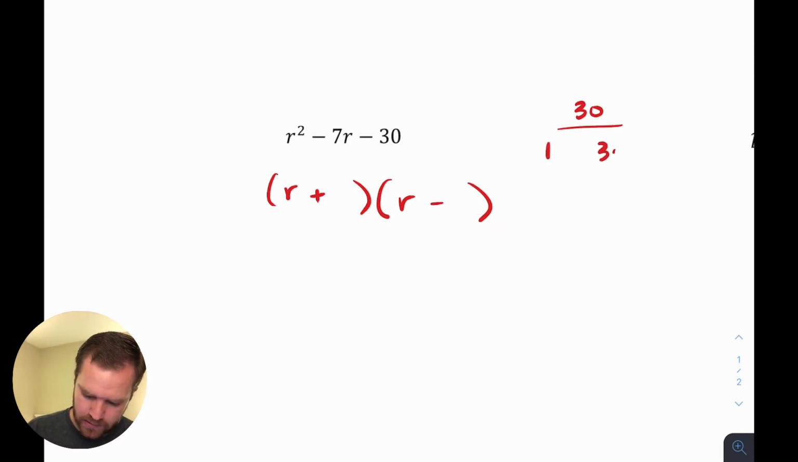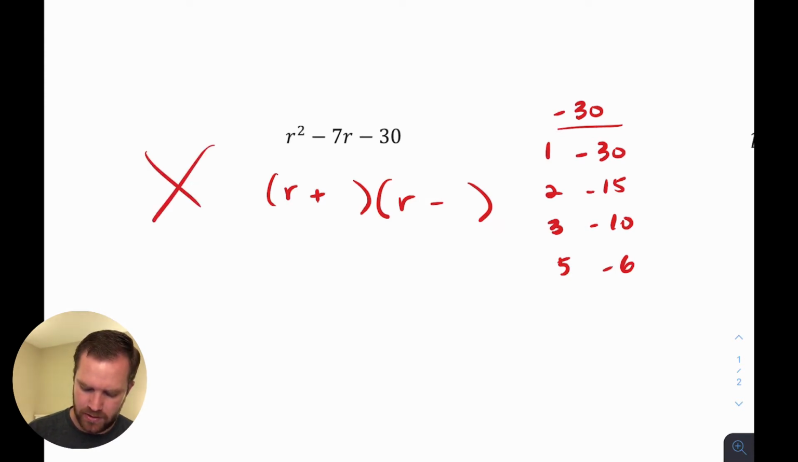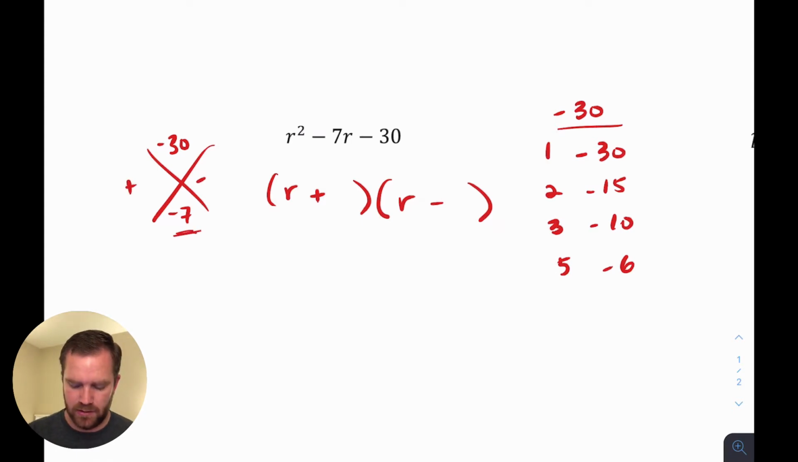So we have 1 and 30, 2 and 15, 3 and 10, 4 doesn't go into it, 5 and 6. Now, since the middle term is negative, that means the larger number is going to be negative. Because remember, we're looking to multiply to -30 and add to -7. So that means we're looking for one positive and one negative, and the larger number has to be negative because we're trying to add to that.